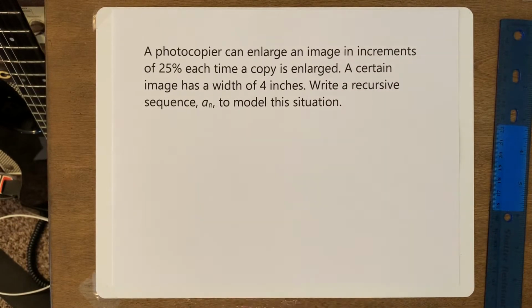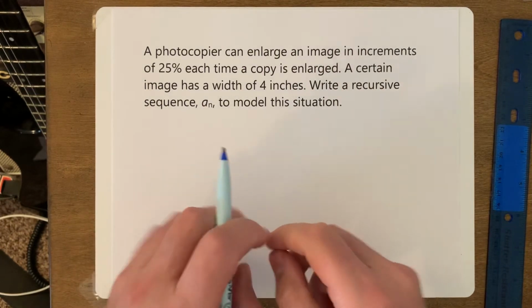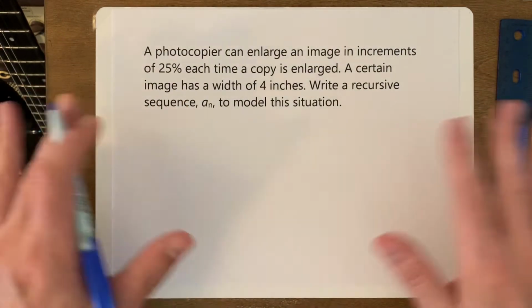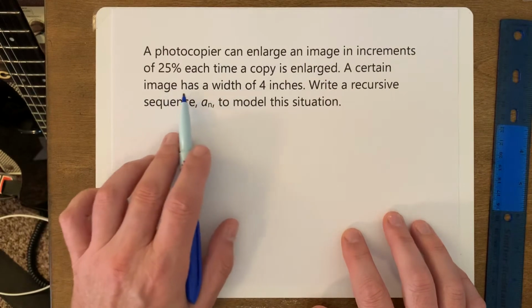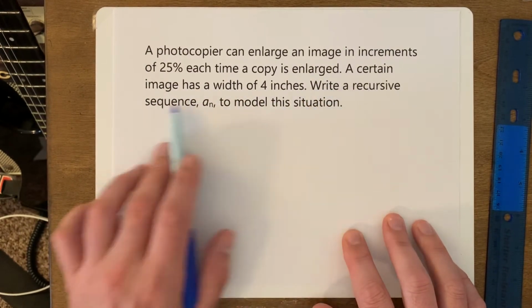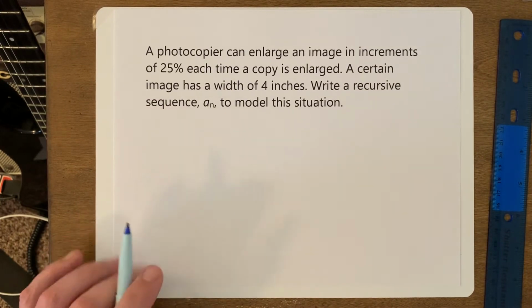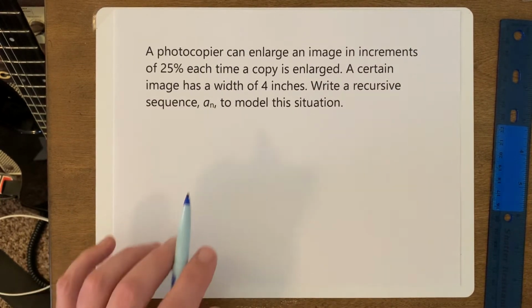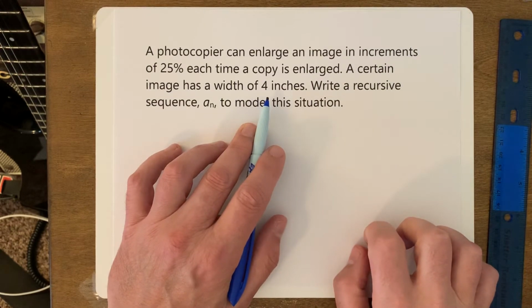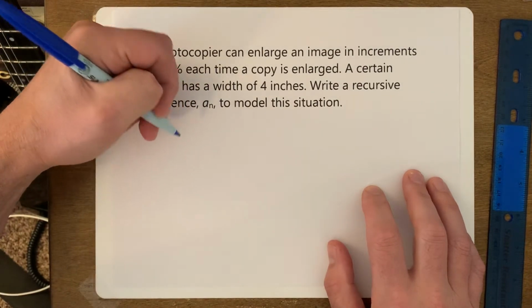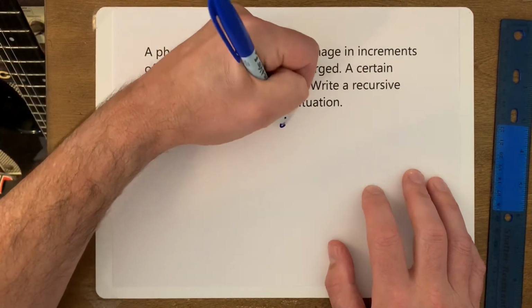A photocopier can enlarge an image in increments of 25% each time a copy is enlarged. That just means it's taking a little picture and blowing it up each time. Every time you press the button and make another copy, it keeps getting bigger. A certain image has a width of 4 inches. Write a recursive sequence, A sub n, to model the situation. We're writing a sequence to figure out what the width of the new picture is going to be if you enlarge it. And if we enlarge that, this one is actually geometric.